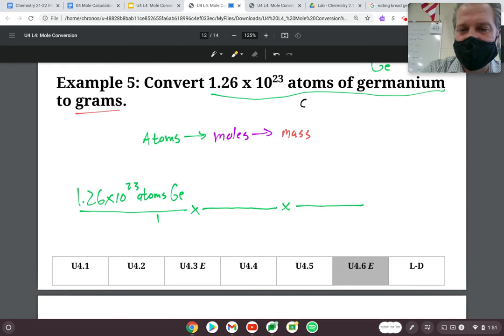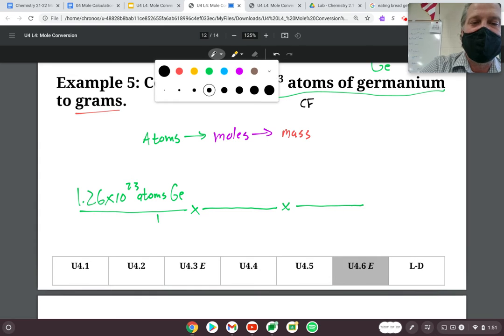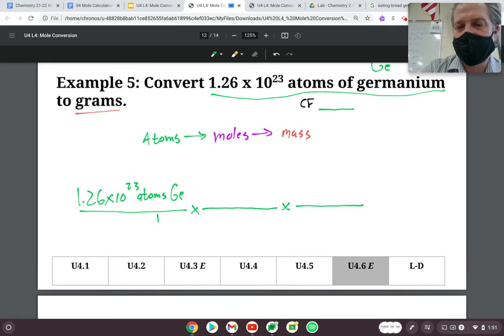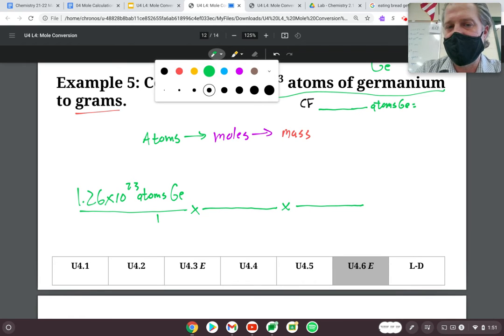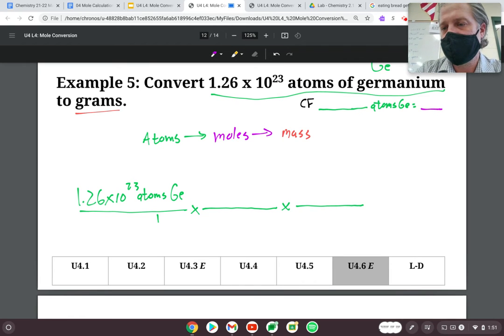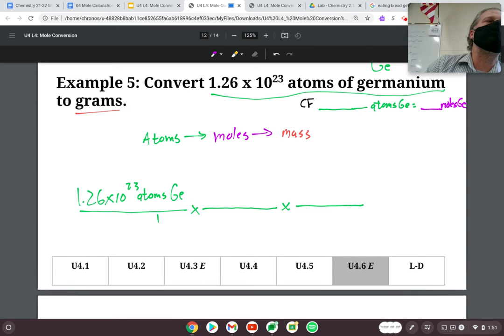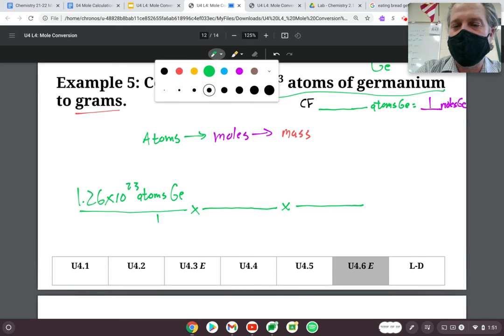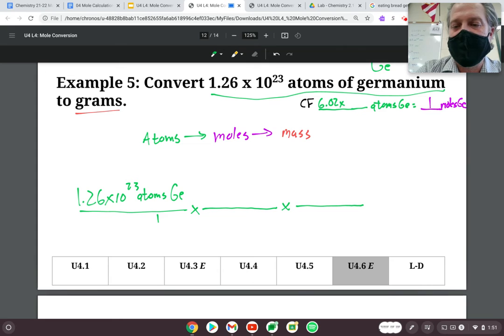So I'm going to say that my conversion factor between atoms of germanium and moles of germanium is a very similar one to what we had up above. We said that 1 mole is always going to be equal to 6.02 times 10 to the 23rd atoms of anything. In this case, it happens to be germanium.